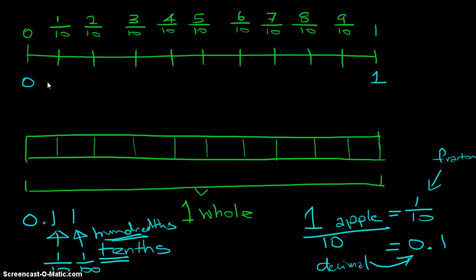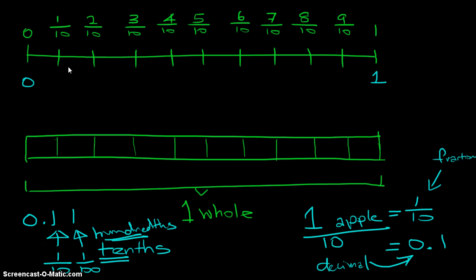Alright, in this number line, we can see that the start is 0 and the end is 1. Now I'm going to show you the relationship between a fraction and a decimal. In fraction, this whole length, which ends at 1, is one whole. You can compare it with this diagram here. Let's say this is one whole. I can split it into 10 different parts: 1, 2, 3, 4, 5, 6, 7, 8, 9, 10.